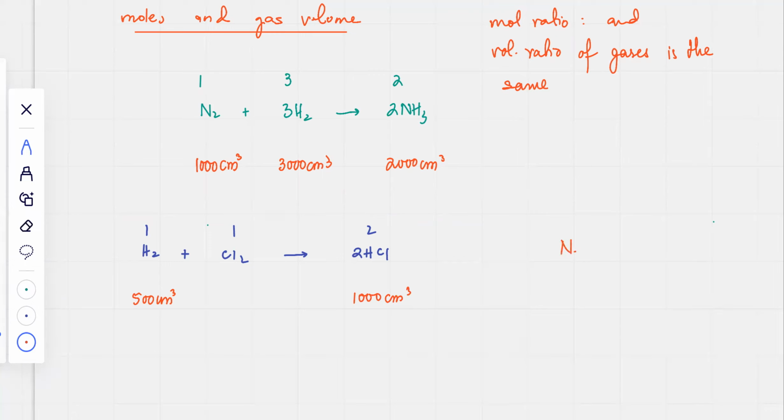Here's another one. Quickly tell me, I've got N2O4, it's decomposing to form 2 NO2s. I've been given, let's say, 4,500 cm cube of N2O4 gas. Now quickly tell me what's the volume of NO2 that's going to be produced.